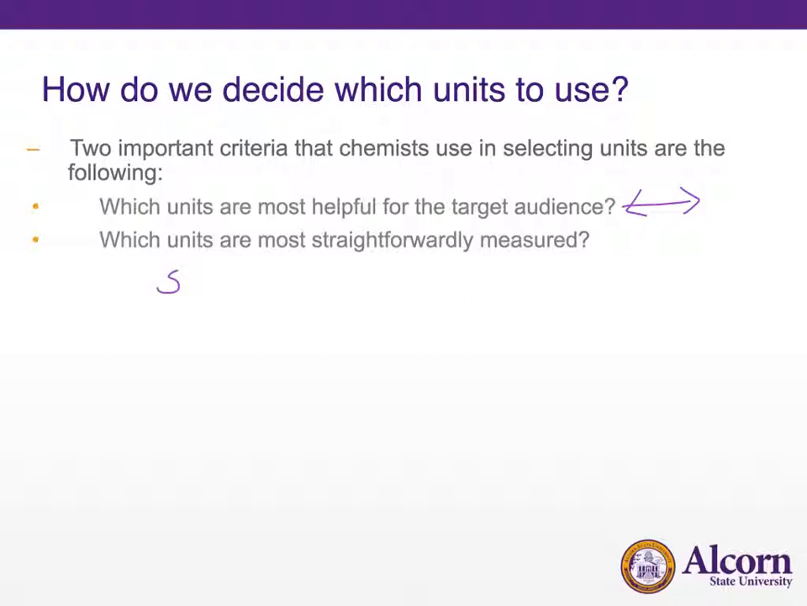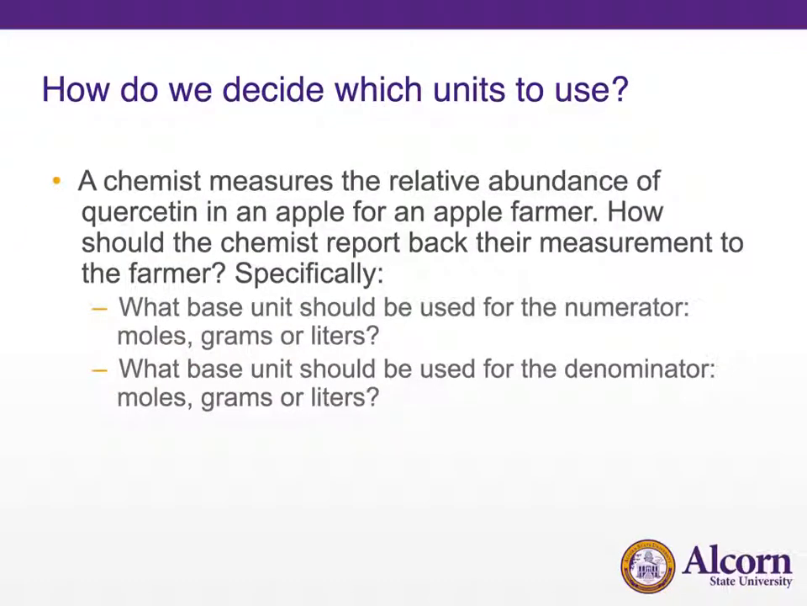So, for instance, solids are much more easily measured by mass. Gases and liquids, on the other hand, are much more easily measured by volume. If we're talking to someone who's not a scientist, then we are probably not going to express amount in terms of moles, because that really has no meaning for them. So depending upon who we're talking to and how easy it is for us to measure something, we determine what units we will use.